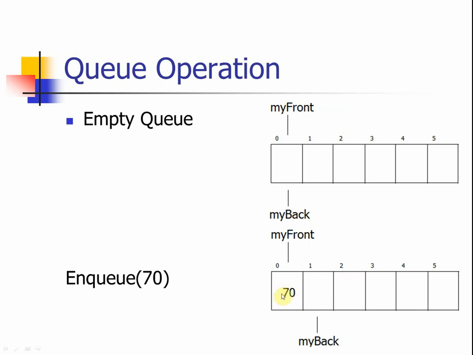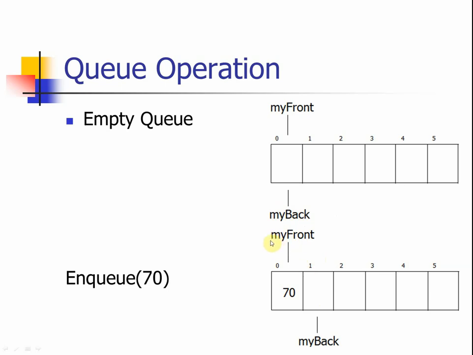Think about this. If after enqueue 70, I do an operation which we call dequeue, all we need to do is move my front to the next location. In this case, when we move my front to the next location, front and back are pointing at the same location, and that gives you the capability of seeing an empty queue. So when we enqueue, we move my back one position. When we dequeue, we move my front to the next location. And that is the basic logic of how we will be able to do the queue implementation.